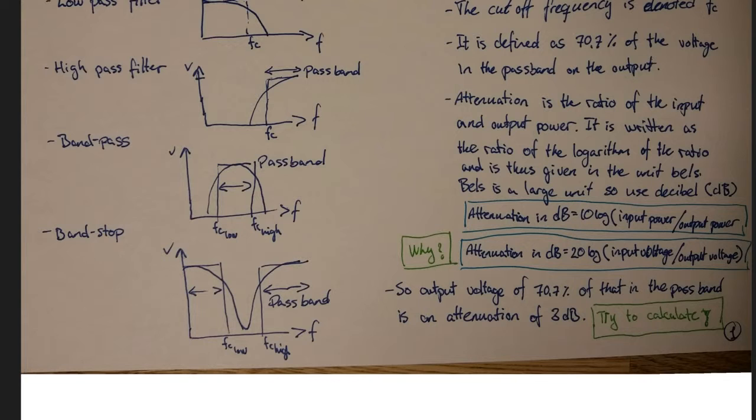If we look at the cutoff frequency, where we have an output voltage of 70.7% of that in the passband, then we should have an attenuation of 3 decibel. If you try to calculate this, you could say that if you have a signal in the passband that is 10 volt, and then it drops to 70.7% of that, then at the cutoff frequency you have 3 decibel attenuation on the signal.